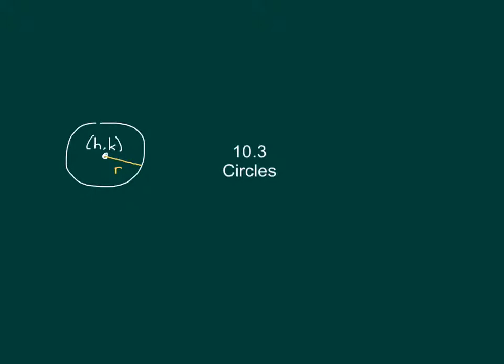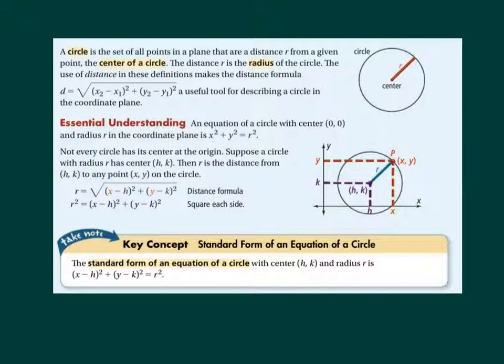So, nothing new there. We're all very comfortable with circles, or at least that's the assumption I'm making. So here, just a little bit more formal look, saying exactly what I just said. A circle is the set of all points in a plane that are a distance r from a given point, the center of the circle. The distance r is the radius of the circle. The use of distance in these definitions makes the distance formula relevant.